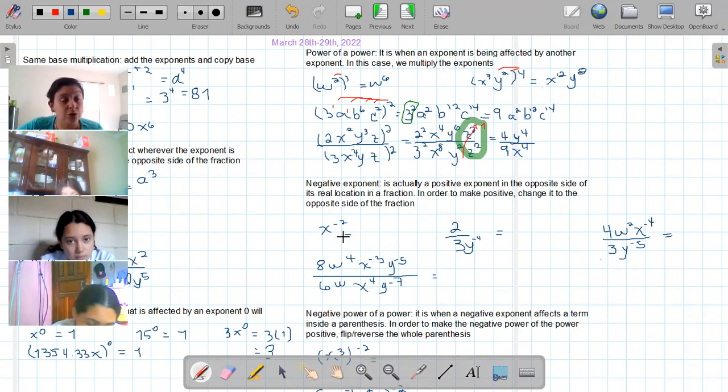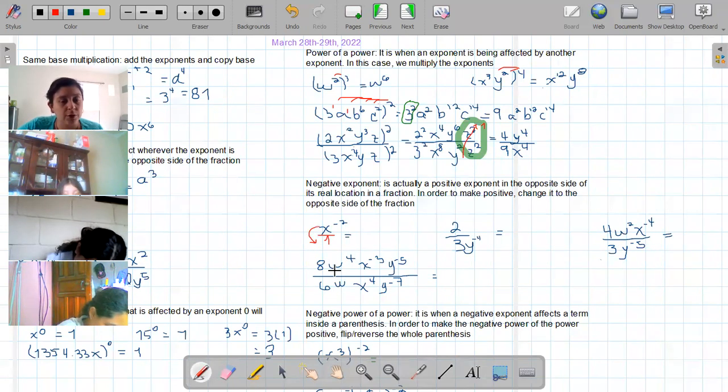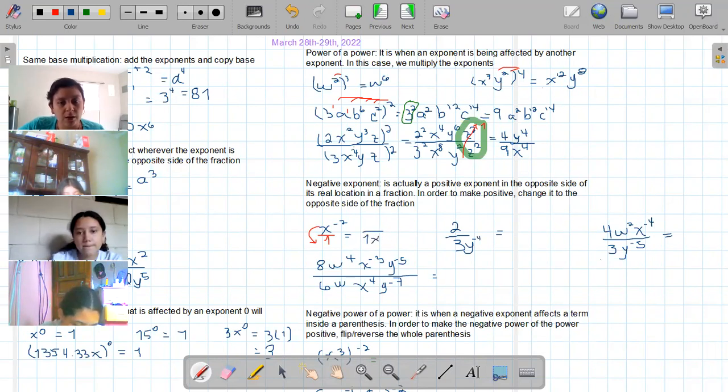Now, in this example that I have over here, I got x to the negative 1, x to the negative 2, okay? And I'm talking about a fraction, but there's no fraction in here. So I'm going to make it a fraction. And I'm going to change this x that has a negative power to the opposite side of the fraction. So it goes to the denominator because the power is on the numerator. So this is the same thing as saying this one, because it's already there, x, and I make the exponent positive.